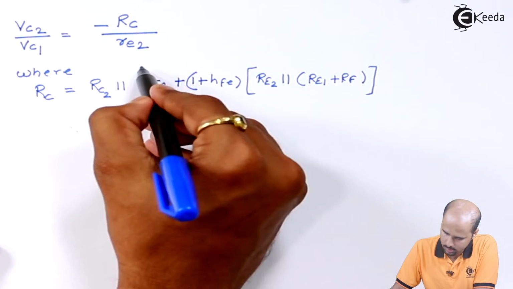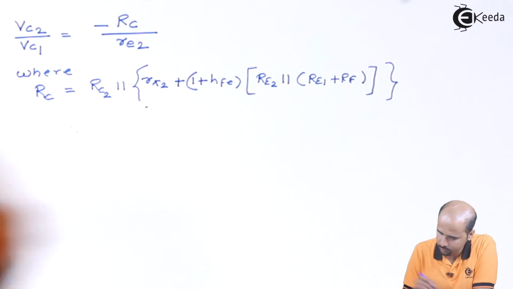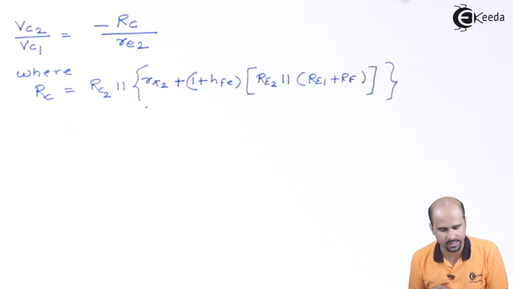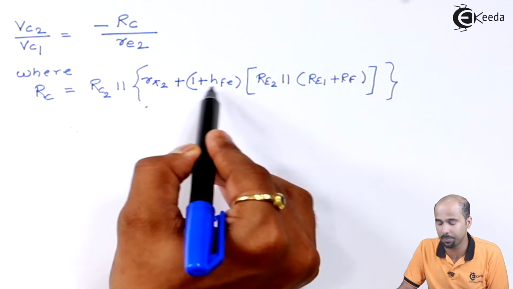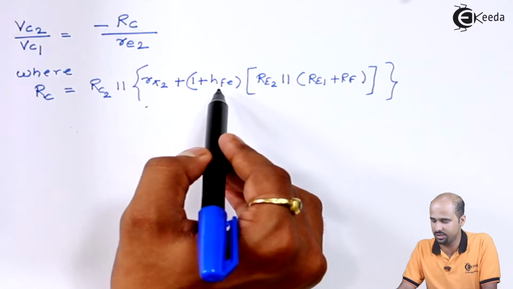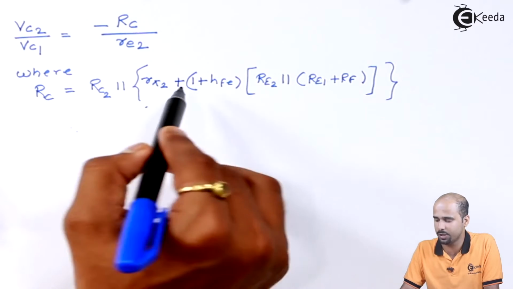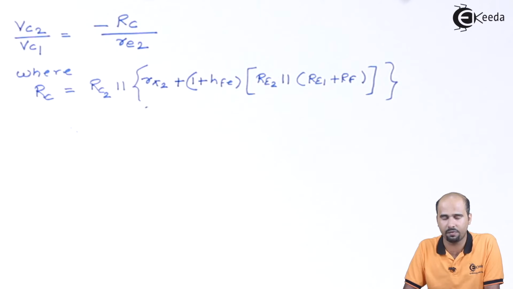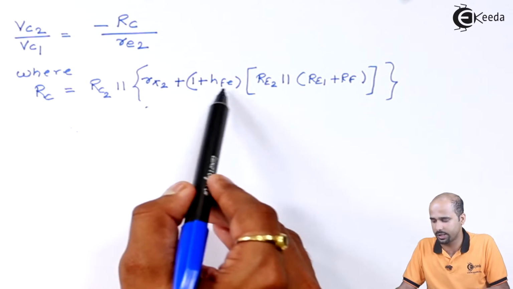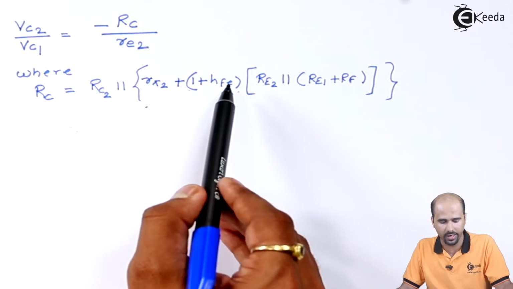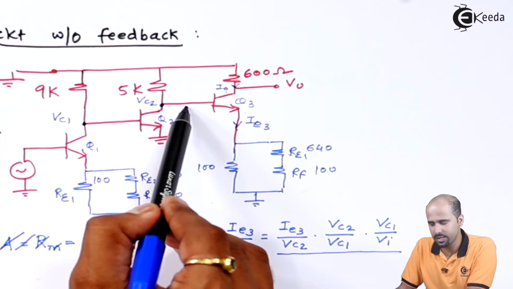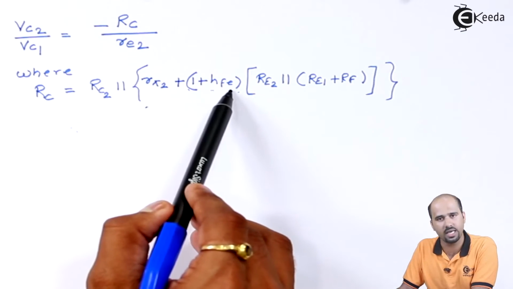A very huge circuit that we'll be getting, right? So that particular calculation you have to make. RC2 is nothing but 5K in parallel with the R pi 2 plus 1 plus HFE. 1 plus HFE is because we have to take this particular value at the base side. This complete resistance you have to shift at the base side, so we are considering 1 plus HFE.